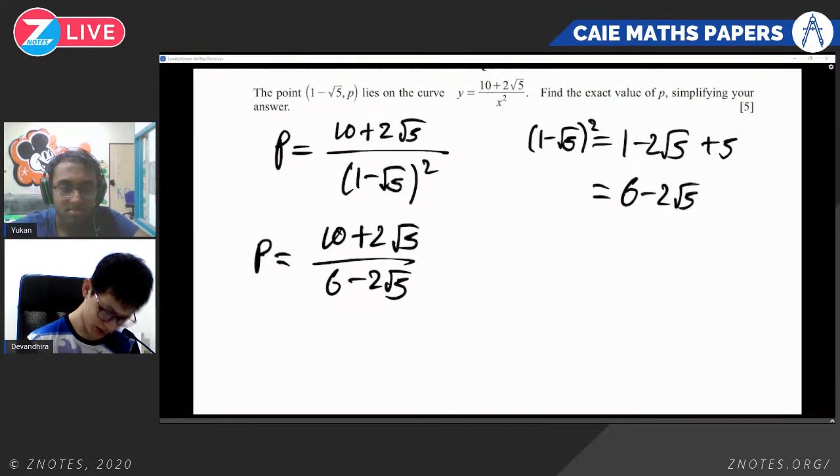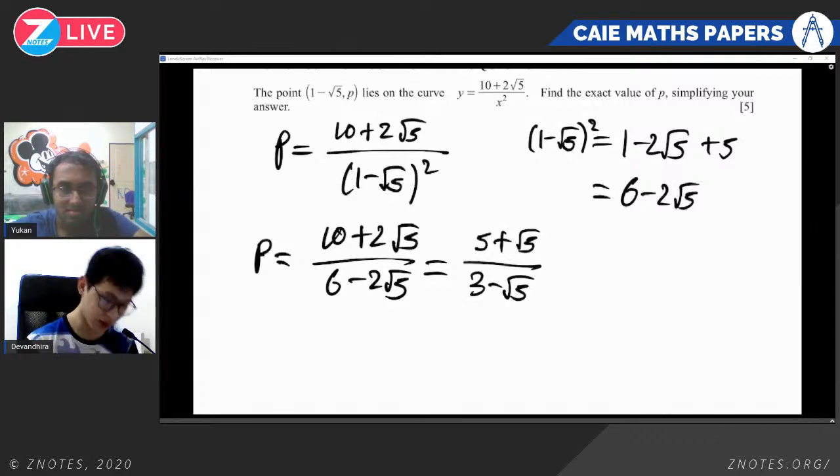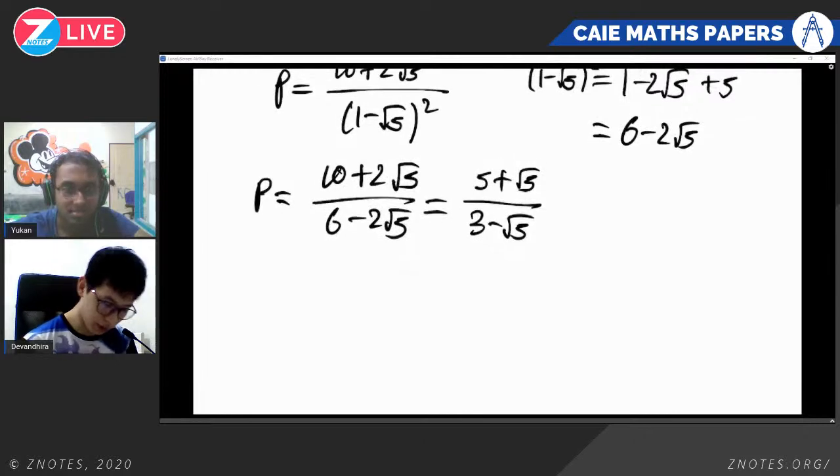So from here, I think I can simplify this a bit more by dividing 2 in numerator and denominator. So 5 plus root 5 over 3 minus root 5. This will make things easier. But if you don't want to do this, it's completely your choice. It's okay. Right, Yukan? That's all fine. Right. So where do we go from here?